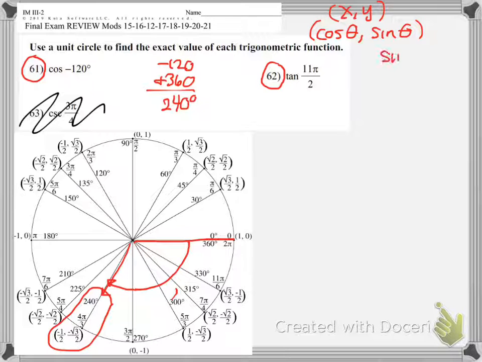Some people say sine is the y, cosine is the x, tangent is the y over the x. You need to know that for your tests, for your homework quizzes. You need to know that. So 240 degrees, and cosine means I want the x value. So I'm going down to 240 degrees and saying there's the x value, -1/2.